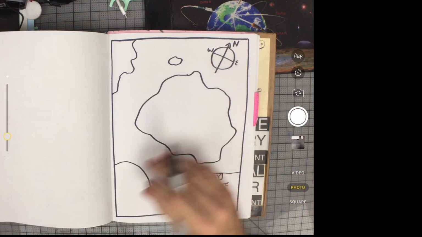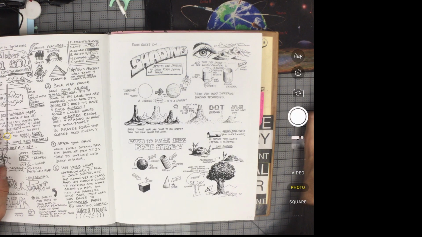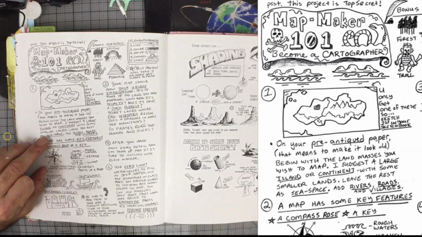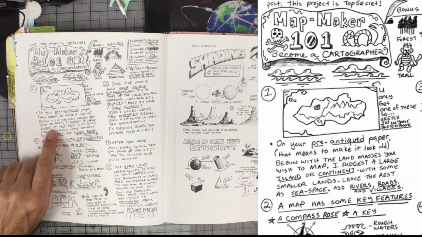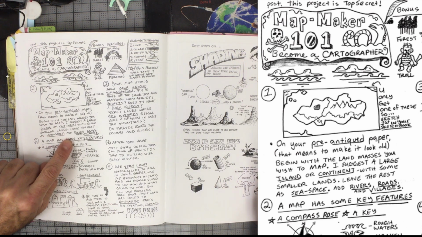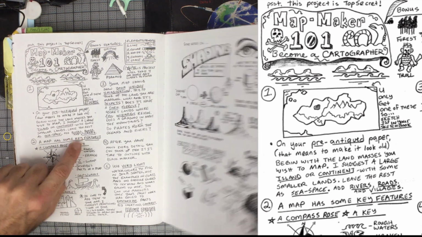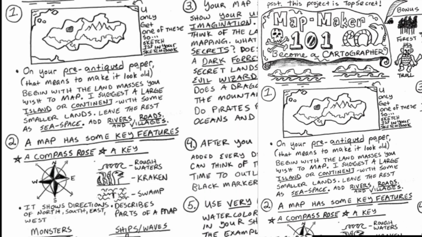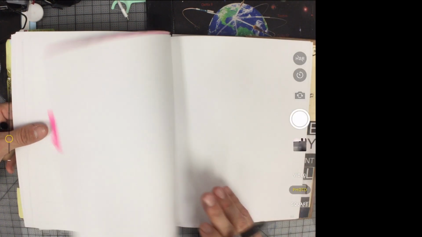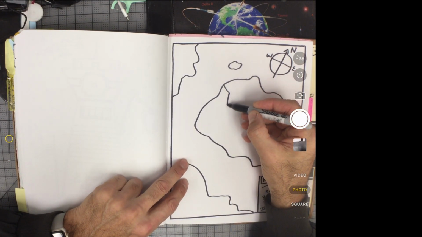Now it says in the directions, let me make sure you can see that, I suggest a large island or continent. We did that. With some smaller lands, we did that. Leave the rest as sea space. Okay, so I won't draw any more continents. Add rivers, roads, and villages. Okay, so this is where it's going to get really interesting. So first, let's just make a little river here.